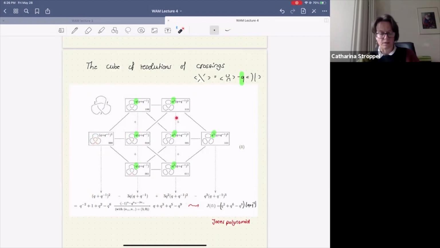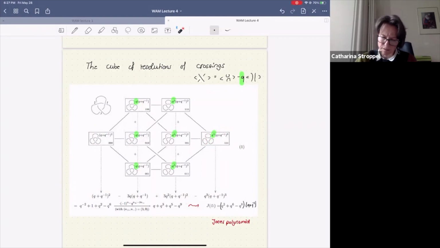And so the next column would be that I take twice the second smoothing and once the first smoothing. And the last column is I take 3 times the second smoothing. And then you just get, at the end, in each step, a number of circles. And for each circle, you get some Q plus Q inverse. So in this case, 2 circles, so you get Q plus Q inverse squared. Here you get 1 circle, Q plus Q inverse, 1 circle, Q plus Q inverse, etc. And here at the end, for instance, you get 3 circles, Q plus Q inverse to the power 3.